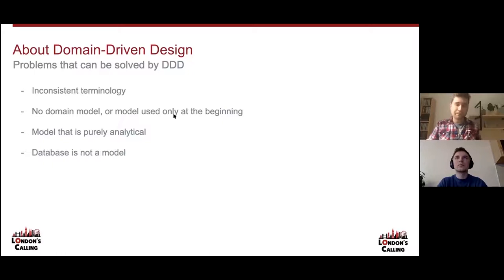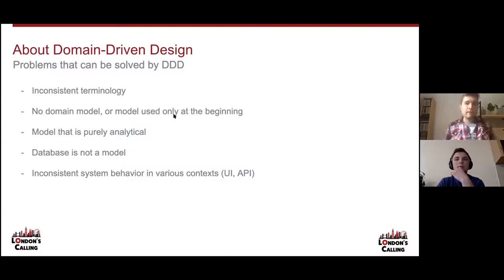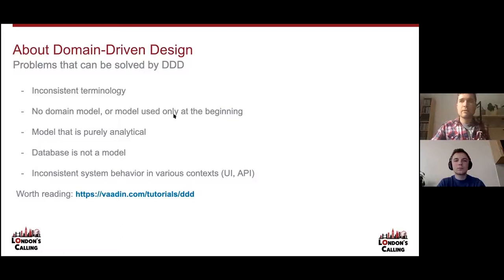One of the quite important things for DDD is also that the database is not a model of your software. A database is a static structure of how information is persisted in the system, and it doesn't replicate all the business rules and behaviors that are in the system. Finally, we also look at making behavior consistent in various contexts. Whether you do an operation via UI or API, we want the system to behave in a very similar way. A link to a nice tutorial from Vadim. There will be two levels of DDD.